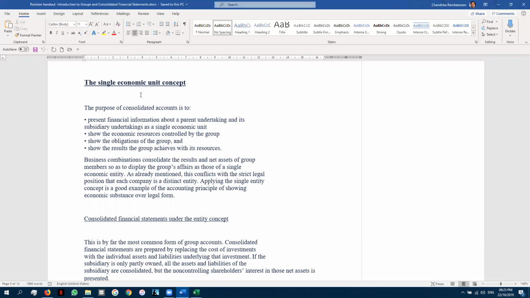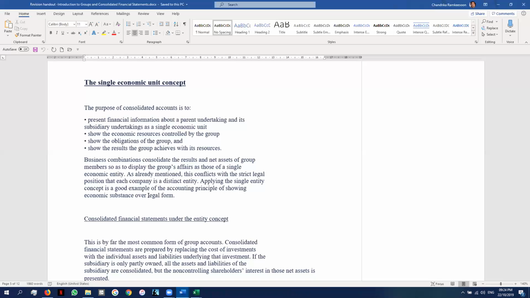Okay, the purpose of consolidated accounts is to present financial information about a parent undertaking and its subsidiary undertakings as a single economic unit, show the economic resources controlled by the group, show the obligations of the group, and show the results the group achieves with its resources. Business combinations consolidate the results and the net assets of group members so as to display the group's affairs as though of a single economic entity. As already mentioned, this conflicts with the strict legal position that each company is a distinct entity. Applying the single entity concept is a good example of the accounting principle of showing economic substance over legal form.